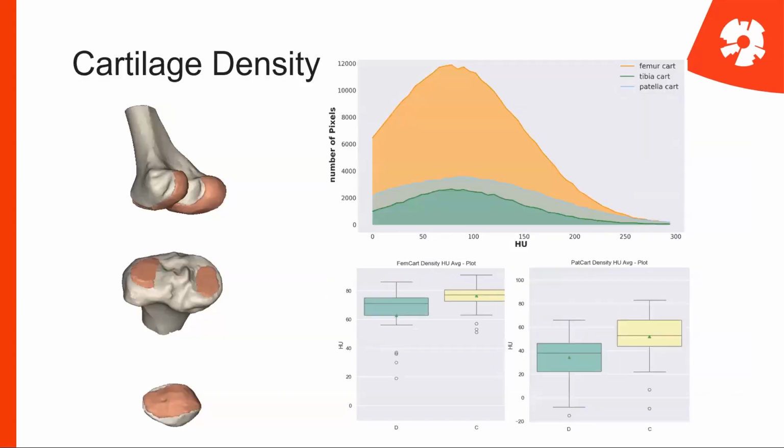In the same way, looking at the content of cartilage in terms of density, the transformation of the cartilage into a computer tomography gives you the possibility to look at the density of the tissue. And here we also find some relevance in terms of density decrease in the degenerative cartilage.